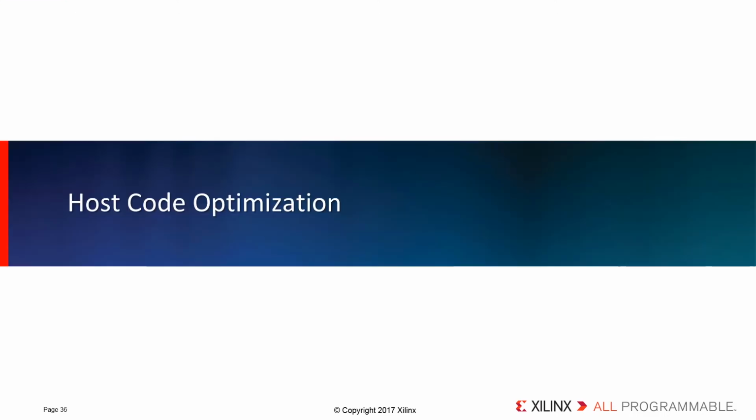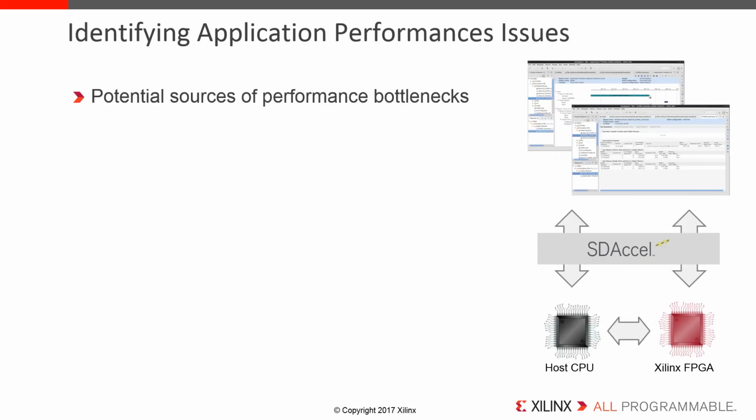Now that we have reviewed the host code with graphical examples and some further details during the host code review, let's review some of the host code optimizations that we can do. When trying to understand the application performance issues, we need to identify the source of the issue. It might be the kernel itself that is not as fast as the designer thought, either due to the kernel's microarchitecture or because of something else in the data path or memory.